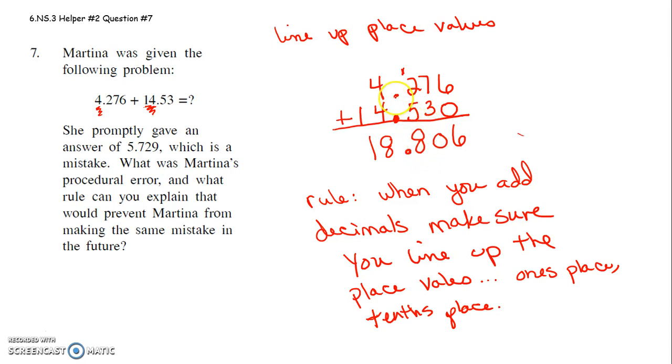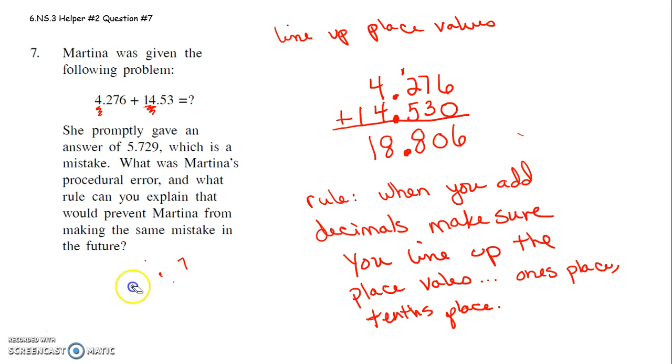Some people like to, the rule some kids say is make sure you line up your decimal points, and that works out. That will line up the place values. So if you say line up your decimal points, that's fine also. I bet you she did not line up her place values or her decimal points. I bet you she did something like this. I have no idea. I'm making this up. I bet you she did 4.276, and I bet you she put 1 underneath the 4, and then that 4 underneath that 2, and then that 5, that 3.